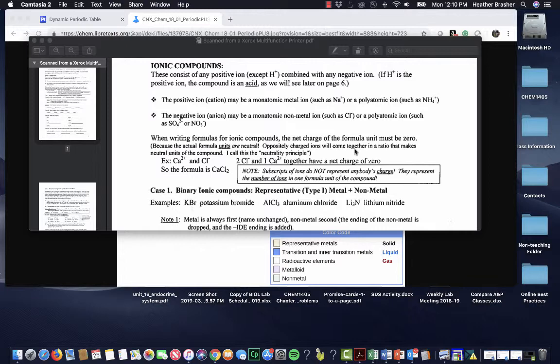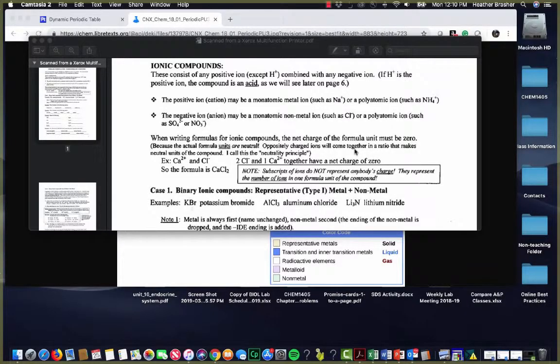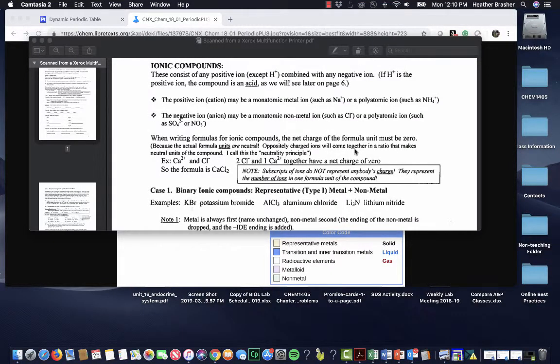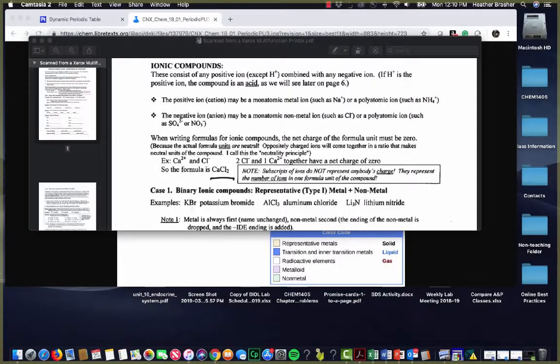So for instance, if you want to write a formula that has calcium and chloride together, you're going to see calcium has +2, chloride has -1. So for this to be equal to 0, you are going to need essentially 1 calcium and 2 chlorines. And if you write this out, the formula is actually CaCl2. And this will end up being the best formula because it essentially has positive charges.